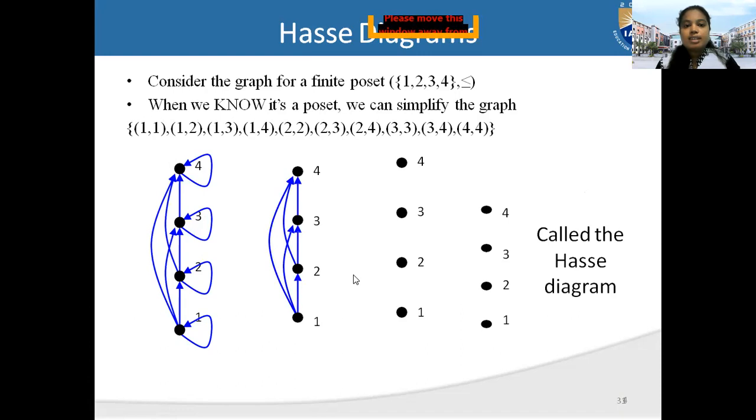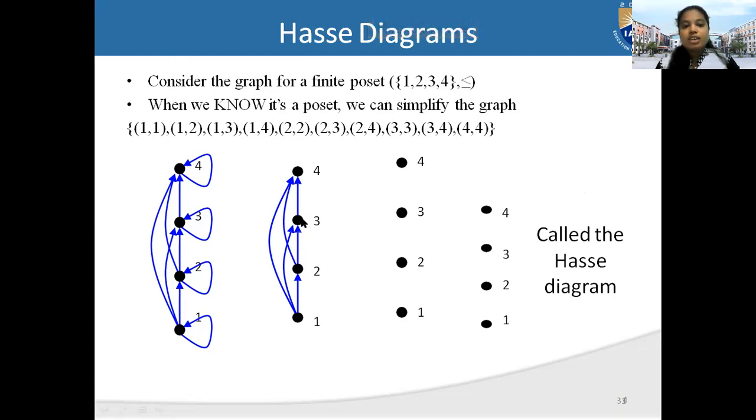And what is the next rule? The transitive relation, you need not make explicit. What is the transitive relation here? Here you have to observe 1 comma 2 is there and 2 comma 3 is there. There might be a relation between 1 comma 3. This is a transitive relation.